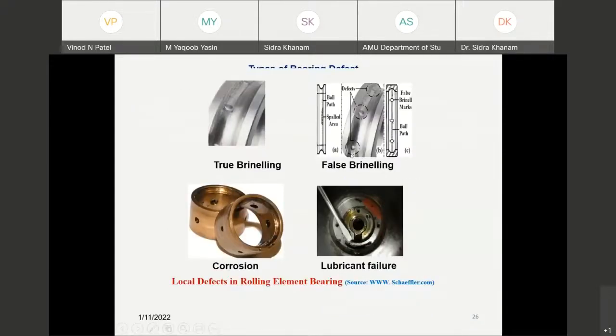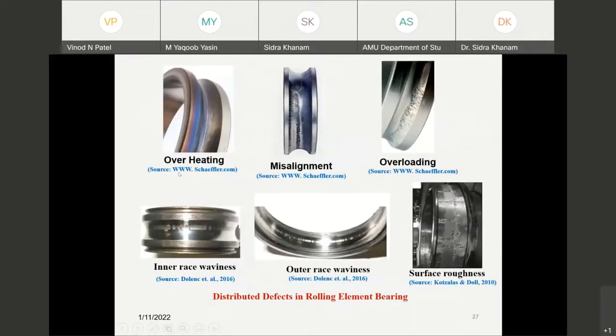So these are some photographs of different kinds of defects on the bearing races, like due to corrosion, due to lubricant failure, overheating or misalignment, and this is due to overloading. Here the surface roughness is available. This is a distributed defect. This is outer race waviness, and this is inner race waviness.